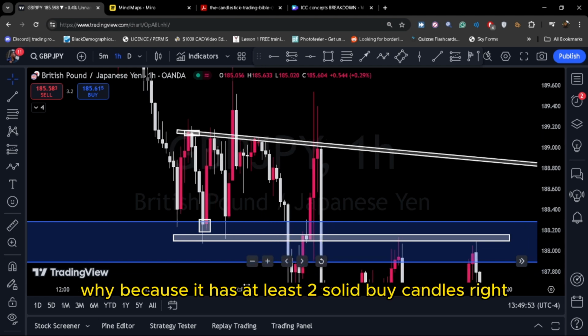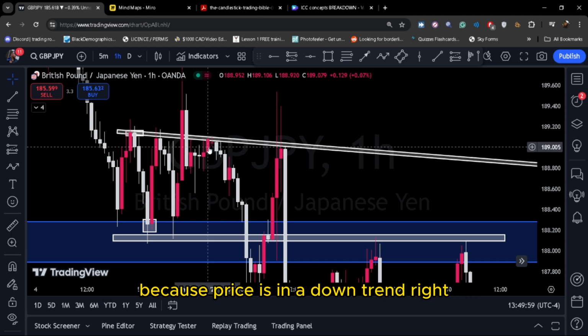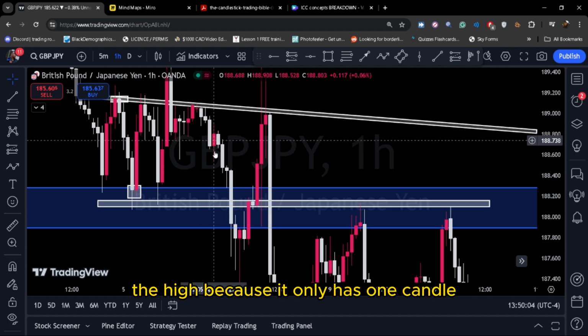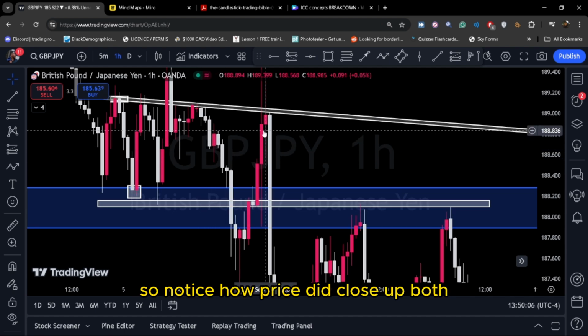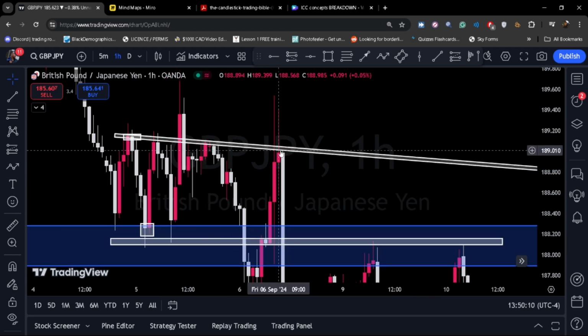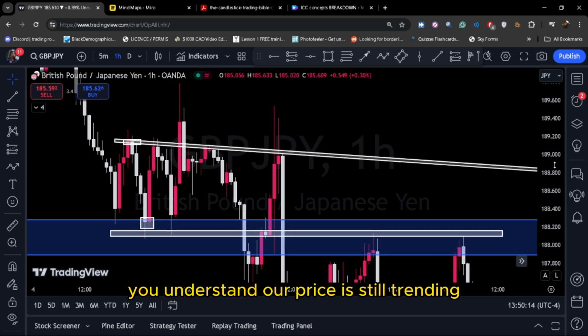Why? Because it has at least 2 solid buy candles, right? Because price is in a downtrend. This cannot be the high because it only has 1 candle. So notice how price did close above, but it still respected this. And if you see that it respected this, you understand that price is still trending.